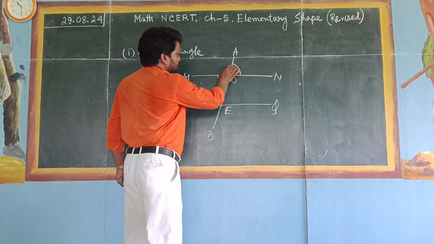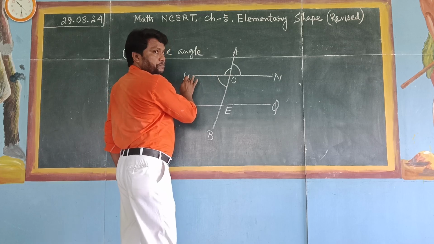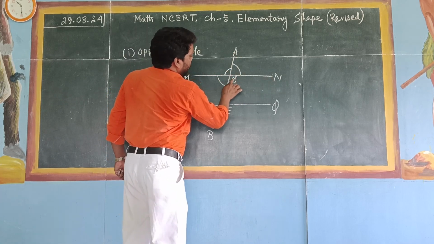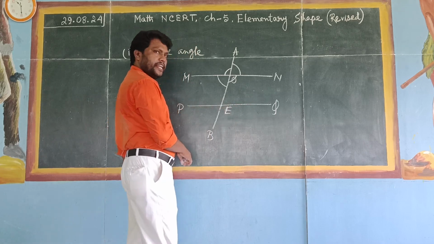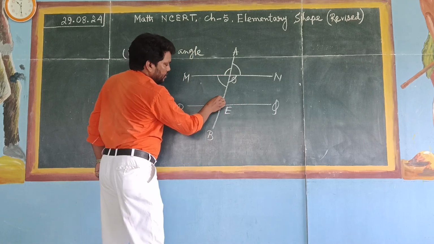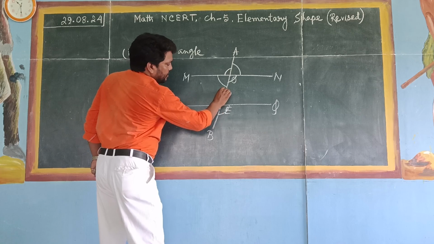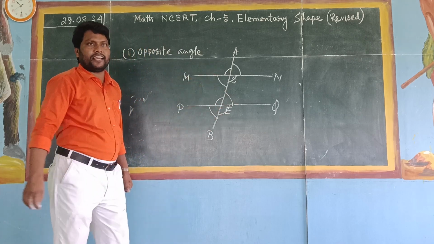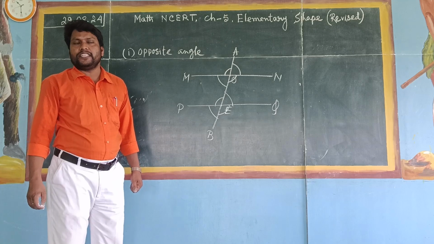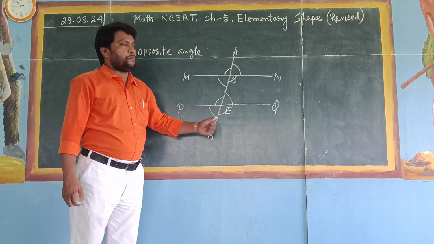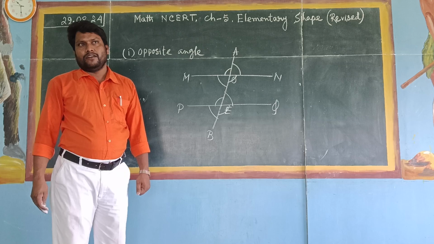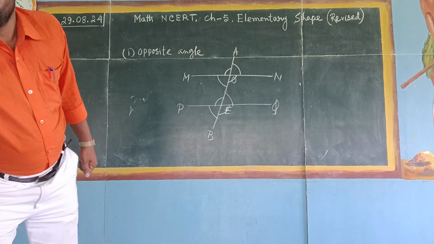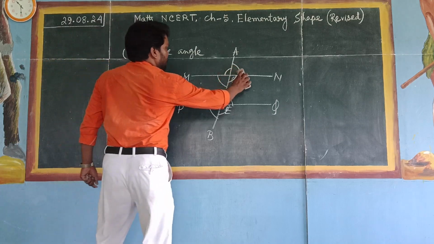Now there is another opposite angle: AOM is opposite to NOE. Here also, this angle is opposite to that angle. So how many opposite angles are there? 2 pairs, 2 pairs, 4 pairs. 4 pairs of opposite angles. Okay, this is number 1, opposite angles.